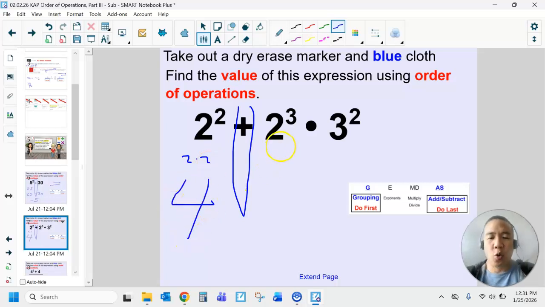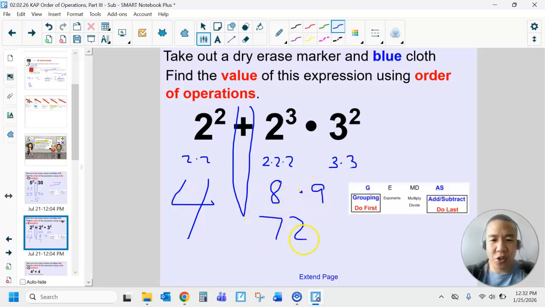Let's solve the right term. 2 times 2 times 2. 2 times 2 is 4, times 2 is 8. The multiplication dot, this dot means multiplication. 3 squared, 3, I write it twice. 3 times 3, so the factor 3 is written twice. 3 times 3 is 9. So the right term is 8 times 9, which is 72.